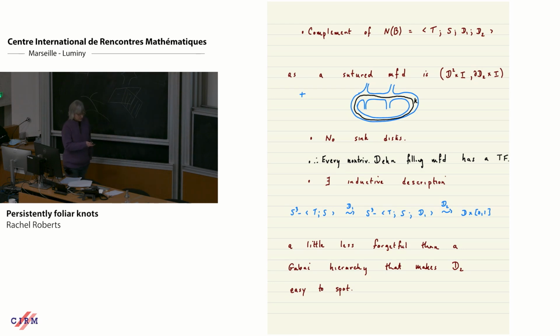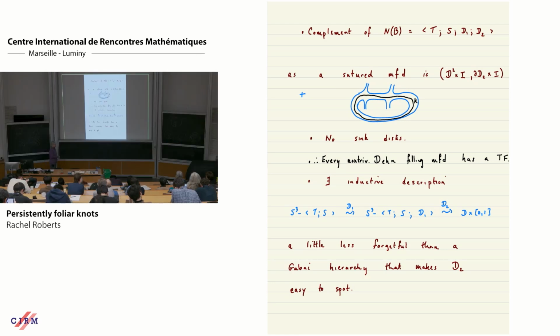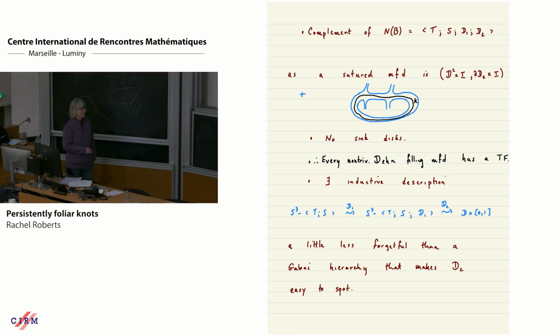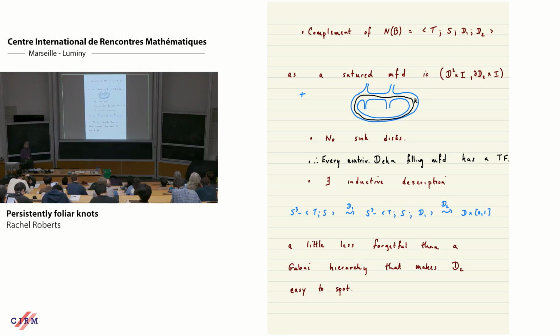And the thing that saves us in this construction is that there's an inductive description of how you choose the D1 and then you choose the D2. So you don't quite have a nice taut-sutured manifold as your second step. You have something that's modeled on a nice sutured manifold, but you do have some sort of an inductive cutting process, which is a little less forgetful than a Gabai hierarchy, but which is tame enough that we can spot the D2 in the second step really, really easily. And that's what we did, and then we translated back to get the picture on the previous page.